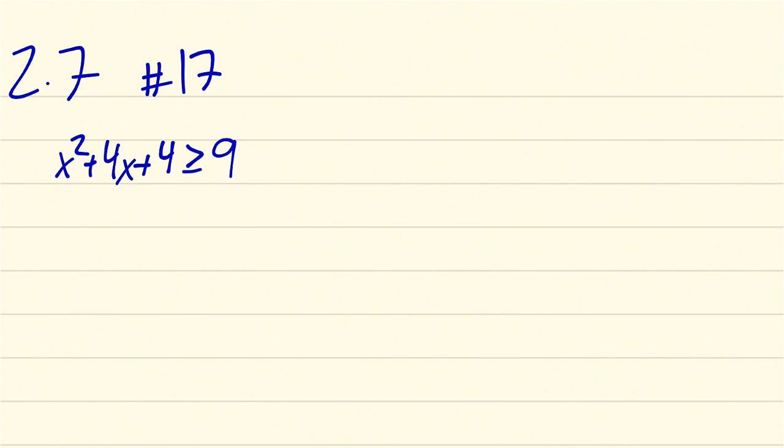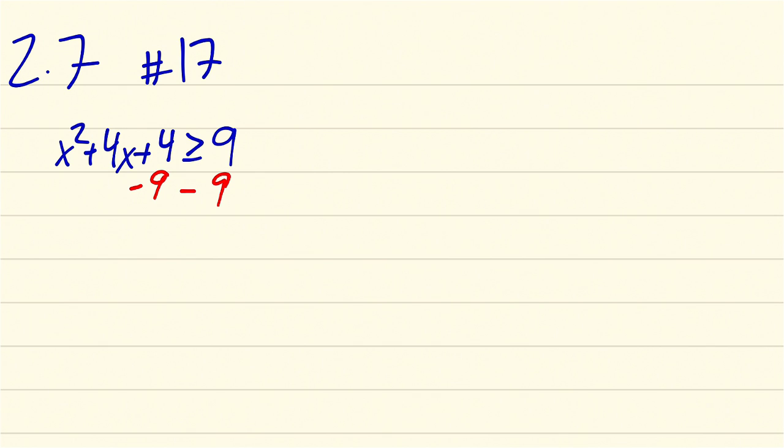Section 2.7 is all about inequalities. So for a problem like number 17, we've got x squared plus 4x plus 4 greater than or equal to 9. We're trying to figure out what makes that statement true. So the first thing I would suggest is get everything on the same side. So let's subtract 9 from both sides.